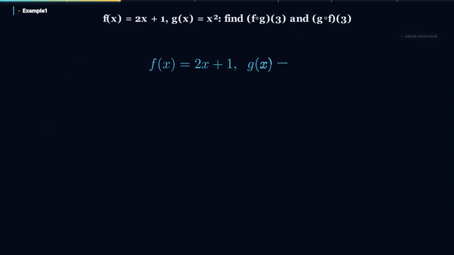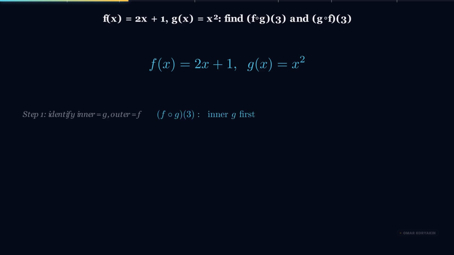Here is the first worked example. Given f(x) = 2x + 1 and g(x) = x², compute (f∘g)(3) and (g∘f)(3). The two compositions produce different outputs, illustrating the non-commutativity of composition.